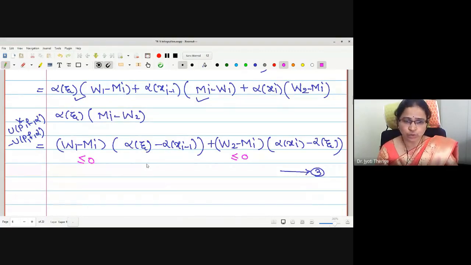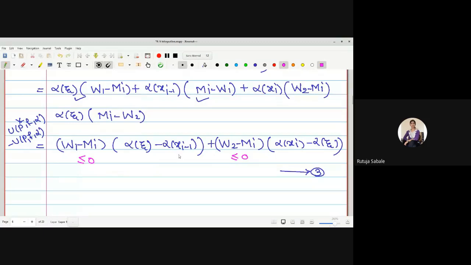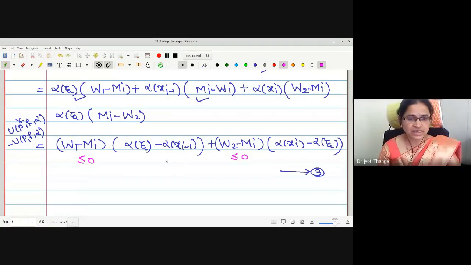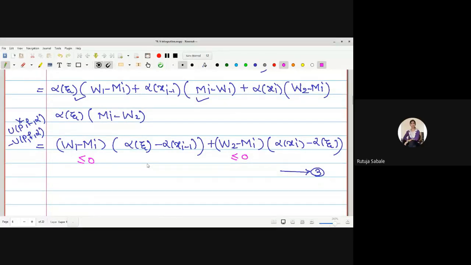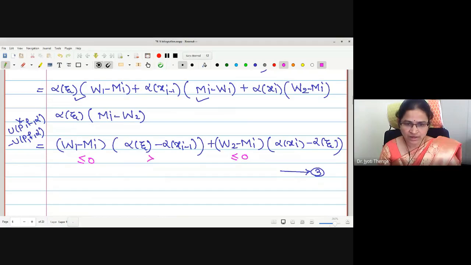Now we have to think of these bracketed terms. What is the hint known to us? Alpha is a monotonically increasing sequence. Therefore, what would be the nature of alpha zeta minus alpha xi minus 1? Yes, it is greater than 0. Correct, no? Yes, ma'am. Yes, it is greater than 0.